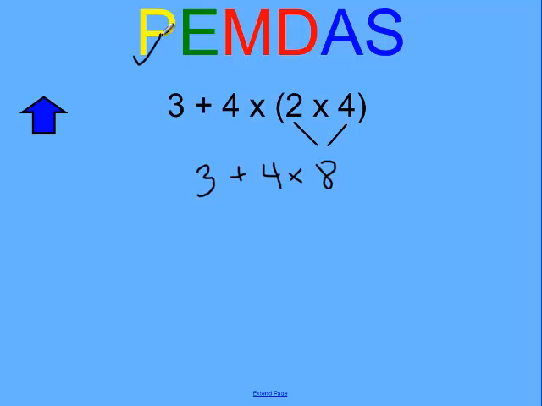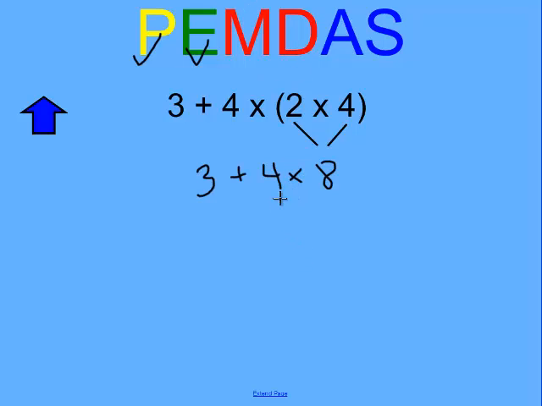Okay, we did parentheses. We don't have any exponents. Now we're looking for multiplication and division. Start on the left. Oh, there's an addition. Oh, there's a multiplication. Guess what? We are required to do that one first. You cannot start on the left and do 3 plus 4. It doesn't work that way. You have to do multiplication and division first. That's why we memorize PEMDAS.